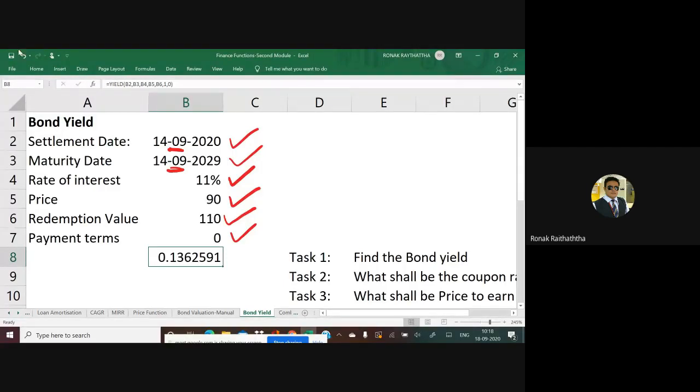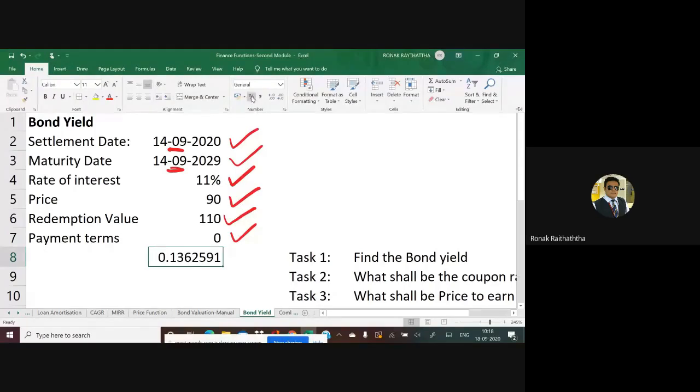13.62%. If I convert this into a percentage, I'm sorry, please don't worry, it's not corona. And even if it is corona, it cannot be transmitted through this. So the exact yield we are getting is 13.63 percentage from this bond.